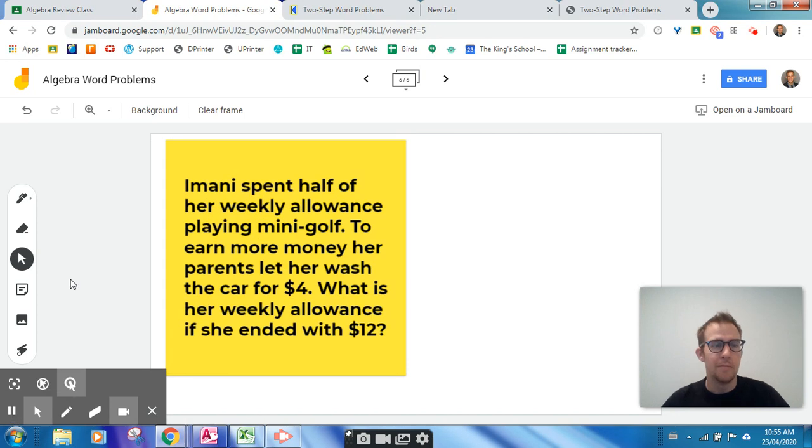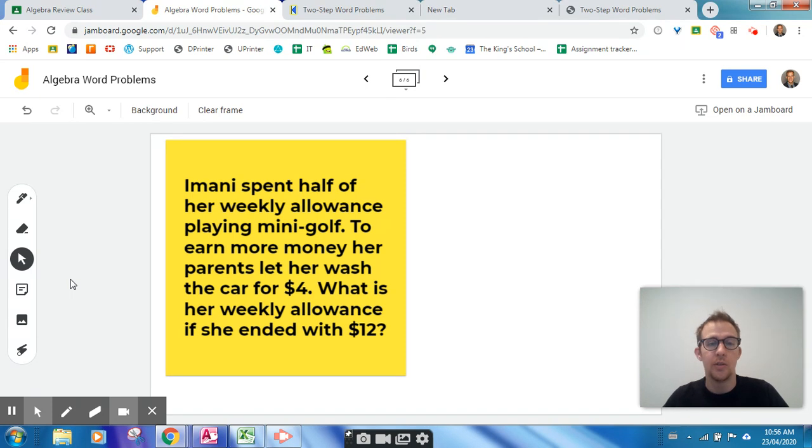Okay, so Imani spent half of her weekly allowance playing mini golf. To earn more money, her parents let her wash the car for $4. What is her weekly allowance if she ended with $12? So what's the thing we do not know in this problem? The thing we don't know in this problem is, what is her weekly allowance? But we do know that she spent half of it.